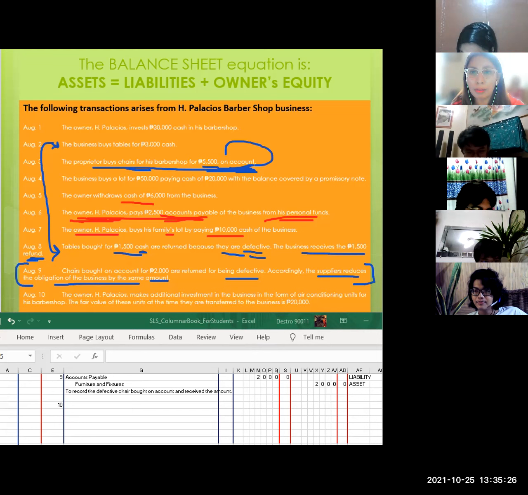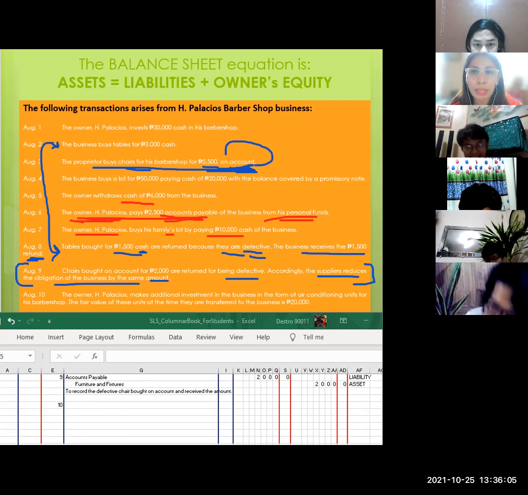Fair value means market value at that time. This is the selling price of the air conditioning at that time, 20,000 pesos. When we say fair value or market value, that is the amount to be sold in the marketplace, an amount the seller and buyer agree on. That is called fair value.